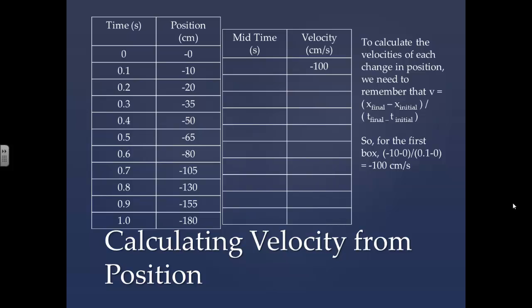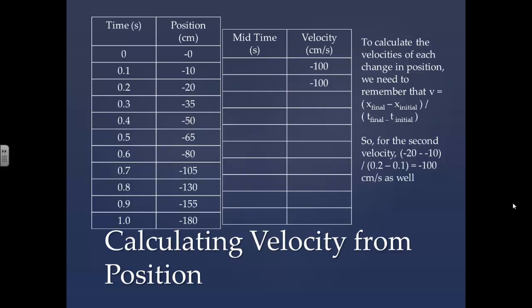To calculate the velocities of each change in position, we need to remember the velocity is final position minus initial position divided by final time minus initial time. So for the first box, the change in position is negative 10 minus 0, and the change in time is 0.1 minus 0. That gives us a velocity of negative 100 centimeters per second. It makes sense that it's negative because it's going down.